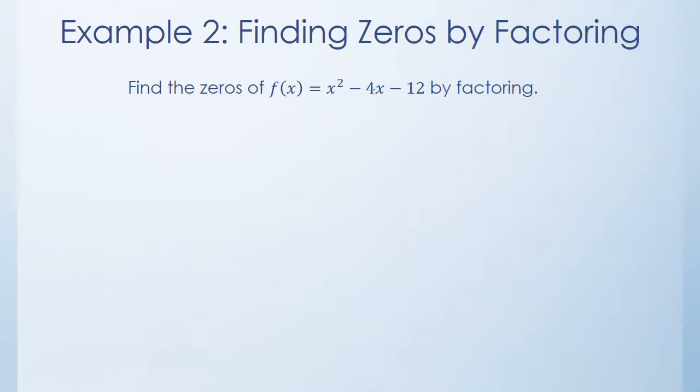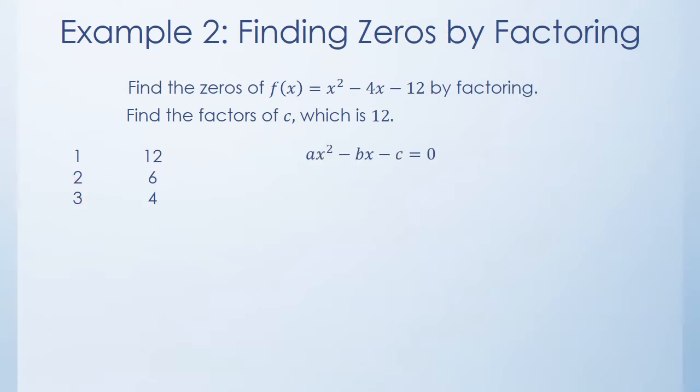All right, we need to find the zeros of x squared minus 4x minus 12 by factoring. Okay, I need to find the factors of c, which is 12. So our number is 12. What are the factors of 12? Well, I have 1 times 12, 2 times 6, and 3 times 4.